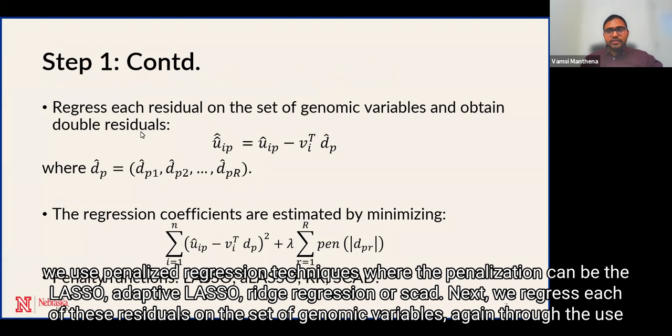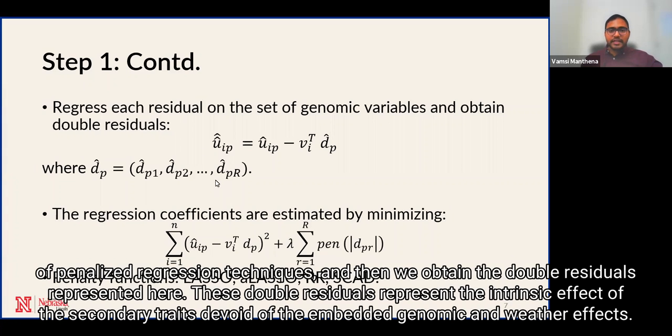Next, we regress each of these residuals, U hat IPs, on the set of genomic variables, again through the use of penalized regression techniques. And then we obtain the double residuals, represented here by the U double hat IP. These double residuals represent the intrinsic effect of the secondary traits devoid of the embedded genomic and weather effects.